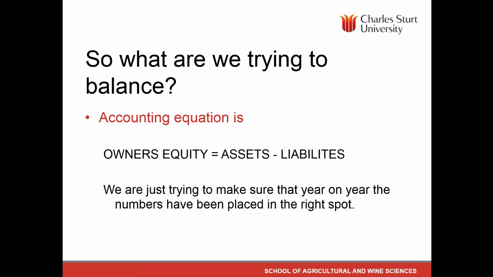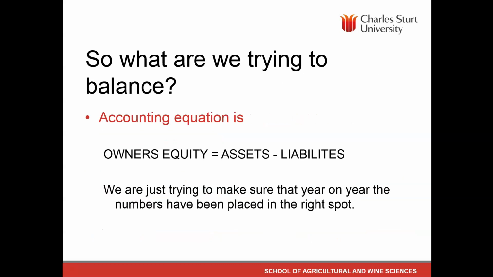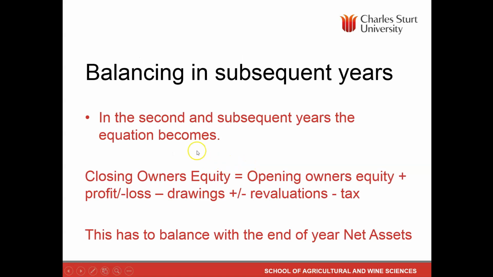And this is one of the unique things about double entry accounting. It has this self-balancing ability. So balancing in our first year is really easy. We just do that equation, assets minus liabilities. But as we move on, it becomes a little bit more complicated because we have to take into account the changes which have occurred through the year.